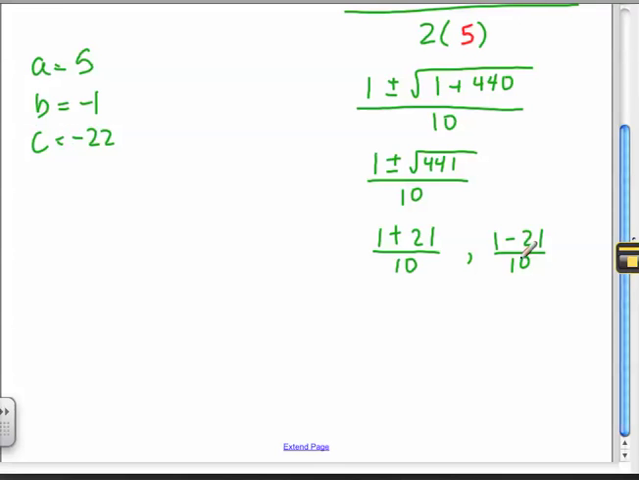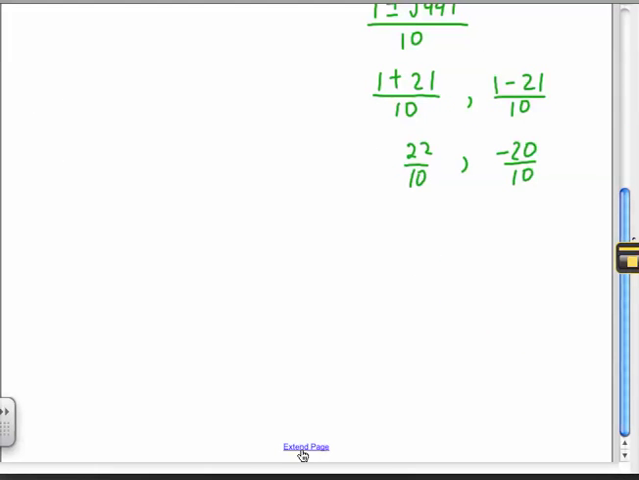Now I need to simplify that, so that's going to give me 22 over 10. And then this one's going to give me -20 over 10. Alright, let's keep simplifying. So this is going to give me 11 over 5 when I reduce it. And this one's going to give me -2. Now remember, once I get these two answers, I need to write them separately as x equals 11 over 5 and x equals -2.